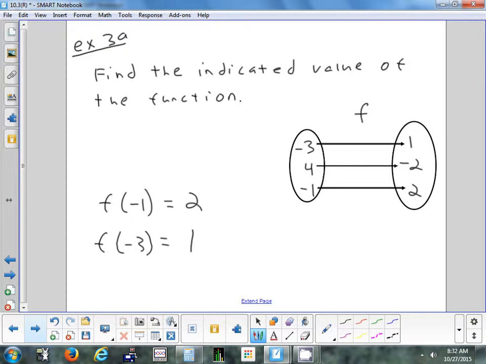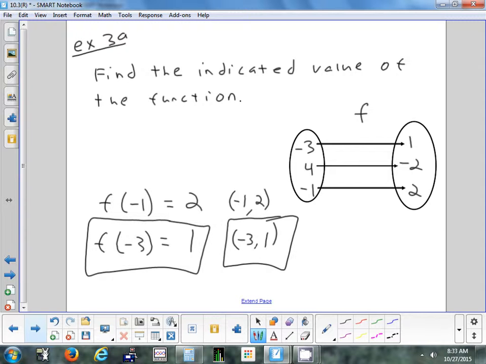F of negative 1 equals 2. What does that really mean as a coordinate, Kevin? Negative 1, 2. Okay. What is f of negative 3 equals 1? How would you write that as a coordinate? Negative 3, comma 1. Perfect. Okay, I have a lot of people, even students that get into like Algebra 2, they look at something like this, and they have no idea that it means that. This is just a coordinate.